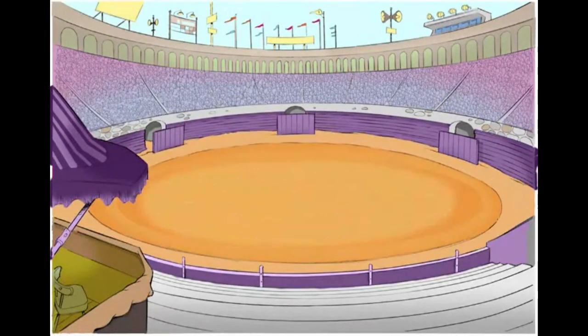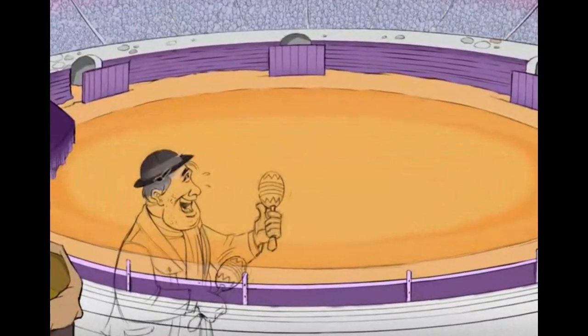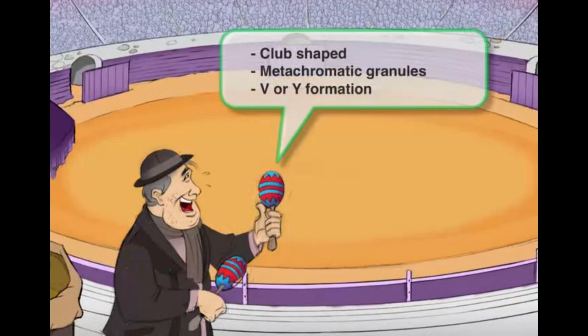The second thing you should know is that diphtheriae is often described as having a club shape in a Y or V formation. It is also described as containing metachromatic granules that stain with aniline dyes. To help you remember this, we'll draw a guy here playing maracas. We've made them blue and red to help you remember the metachromatic granules. The aniline dye stains the granules red and the rest of the cell blue. The V or Y formation can be remembered with zigzag lines on the maracas.